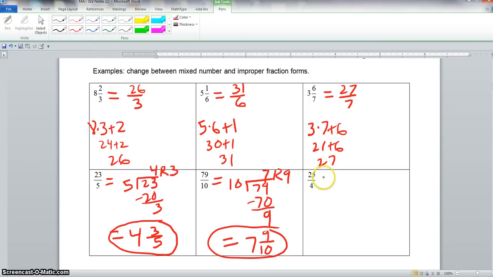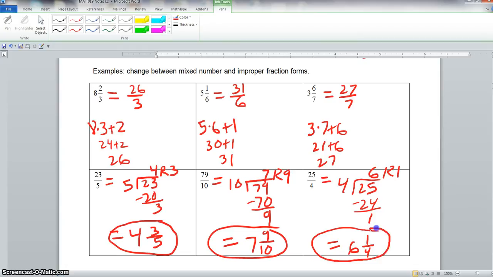Now we go to the last problem. We would take 4 into 25. 4 goes into 25 6 times. 6 times 4 is 24. 25 minus 24 is 1, so we have a remainder of 1. So now again, our whole number is 6. Our denominator stays the same at 4, and our numerator is our remainder. So this is our final answer.